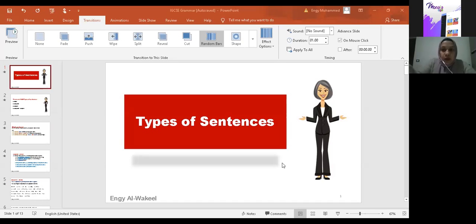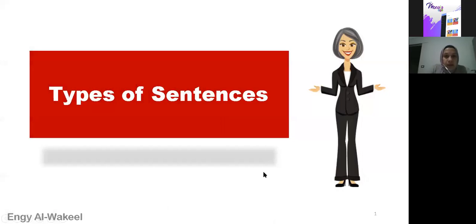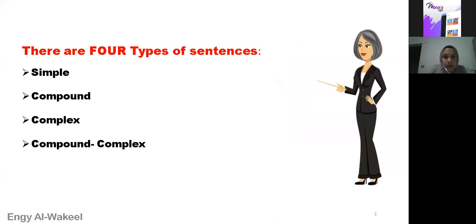Yes. So as you can see here, you have types of sentences. We have four types of sentences: simple, compound, complex, compound complex. These are the four types of sentences that you need to know. Actually, today I'm gonna focus on the compound and complex sentences. So the simple sentences, like what? Like the ones that you wrote already now on the screen.